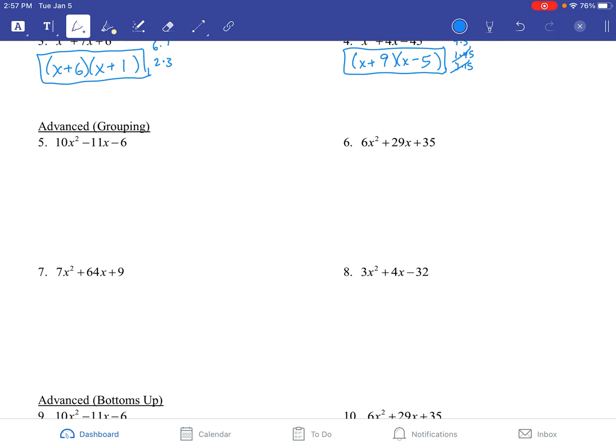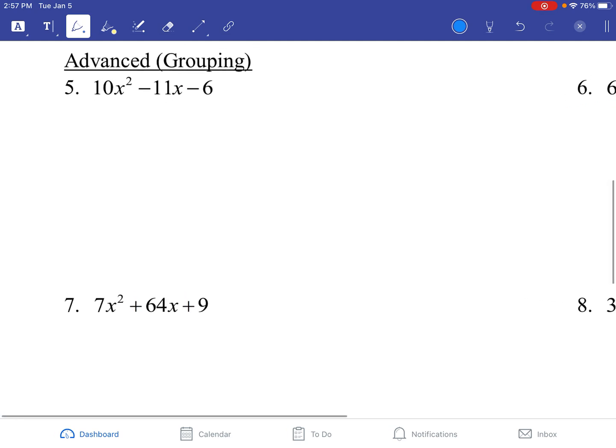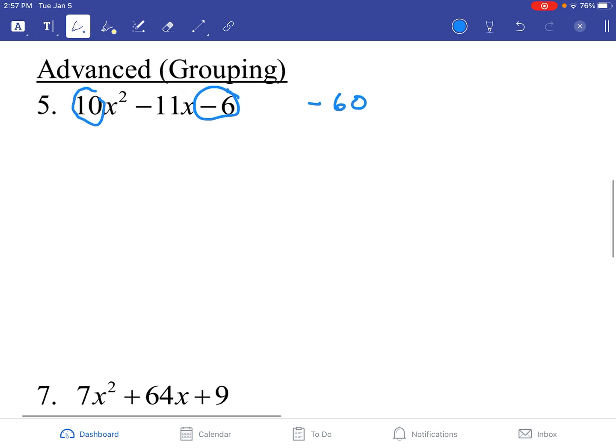So we have some choices. We could do advanced factoring by grouping, so we're going to show you that first. Then we're going to do the next 4 problems by the bottoms-up method. So it's a different method for the same problems. For factor by grouping, you take the first number and the last term and multiply them together to give you negative 60. Now you have to find 2 factors that multiply to give you negative 60 and add up to give you negative 11.